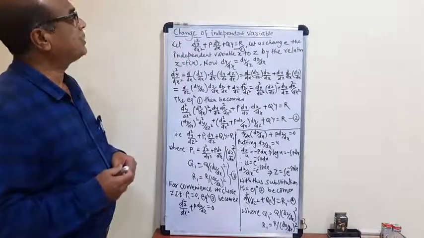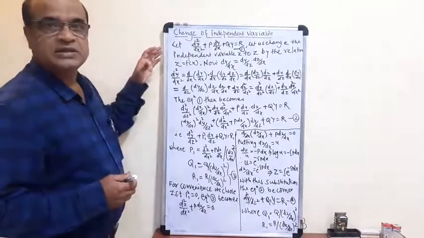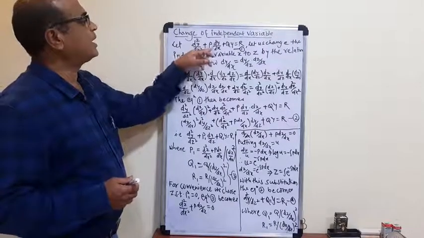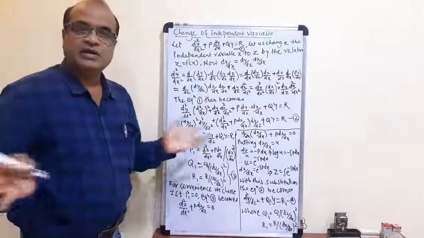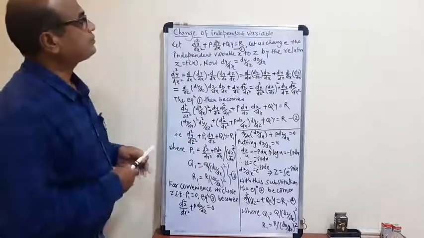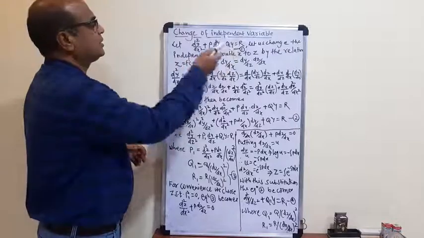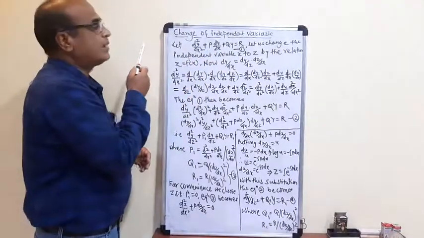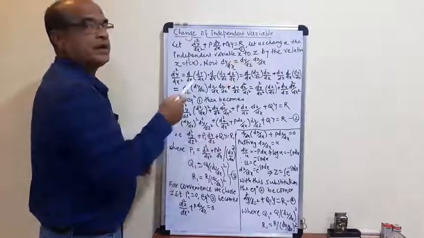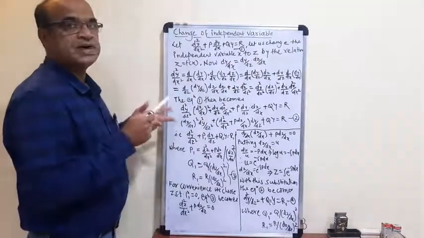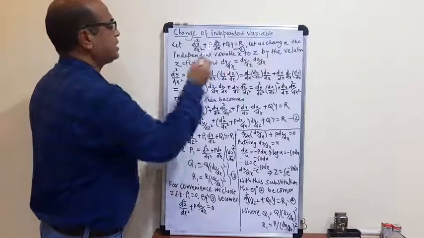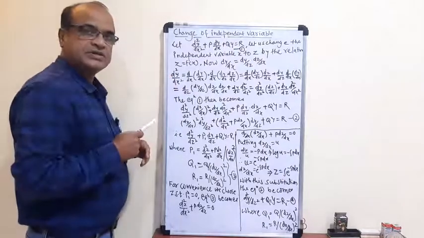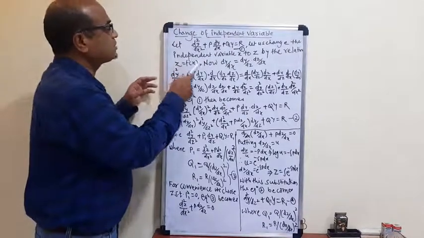Okay, so we now discuss this method. This is the second order differential equation d2y by dx square plus p dy by dx plus qy is equal to r. Let us change the independent variable x to z. We change the x variable by the variable z. So what is the relation between x and z? The relation is z is equal to f(x). So we find this relation.